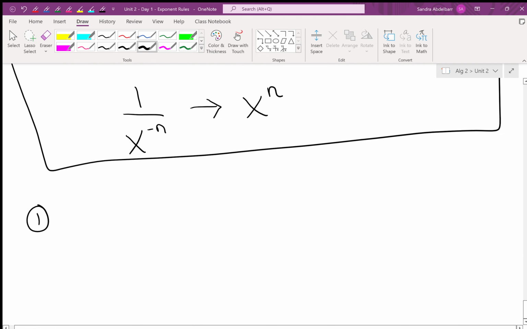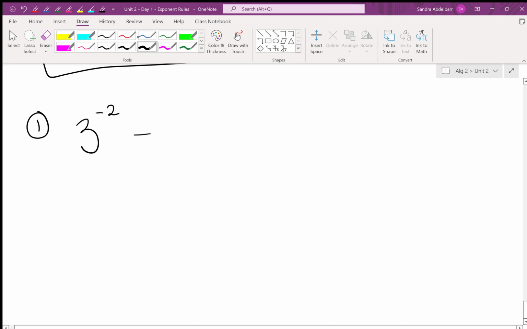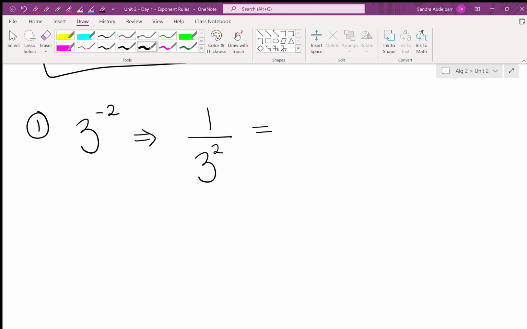Okay, so let's say we start off with 3 raised to the negative 2nd power. First, we rectify the negative exponent. How do I rectify a negative exponent? I'm going to move this down to the denominator. So this is 1 over 3 to the 2nd power, which is 1 over 9. You got it.